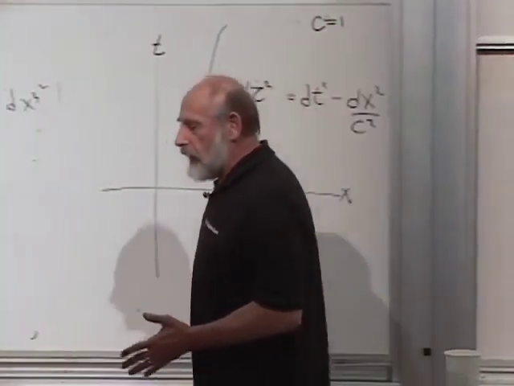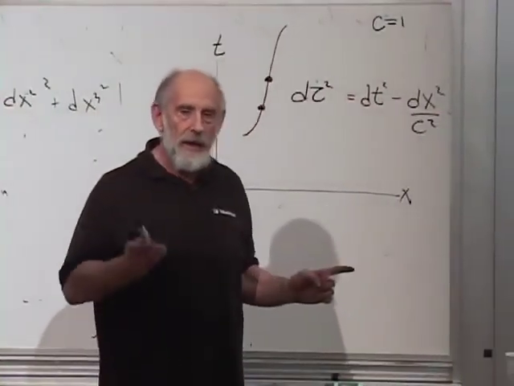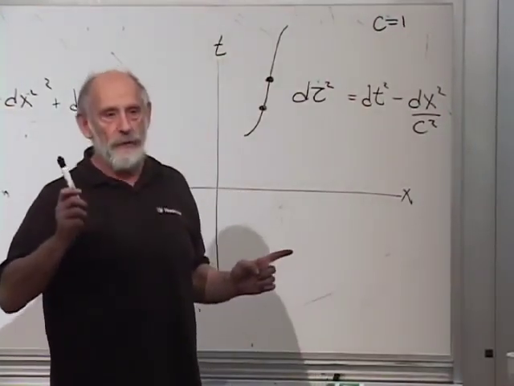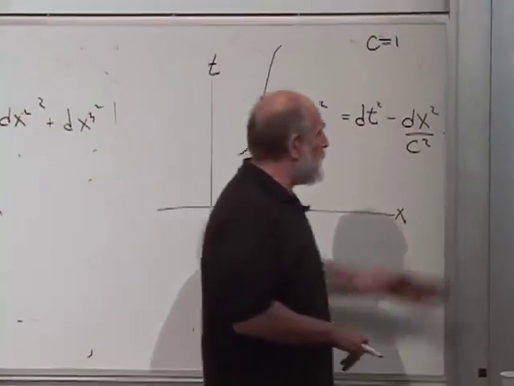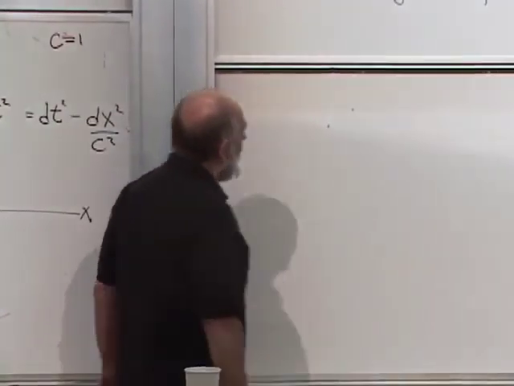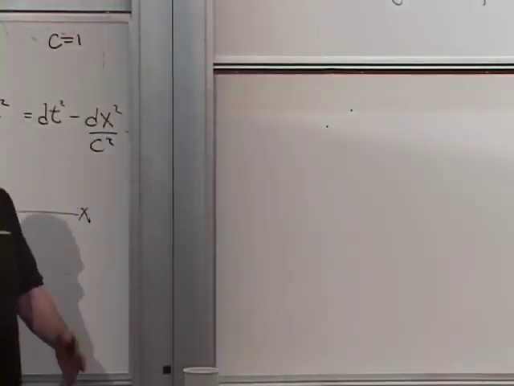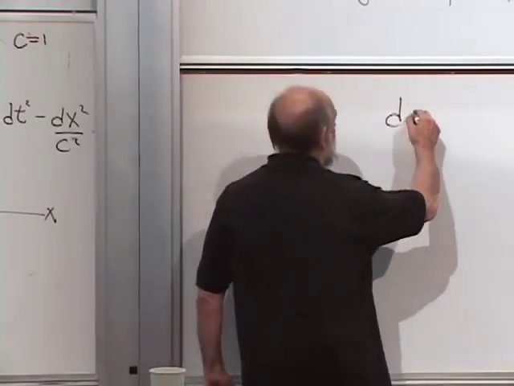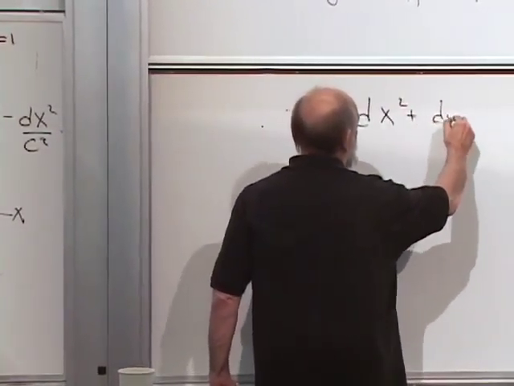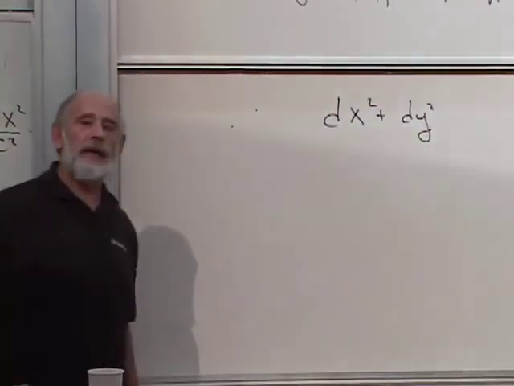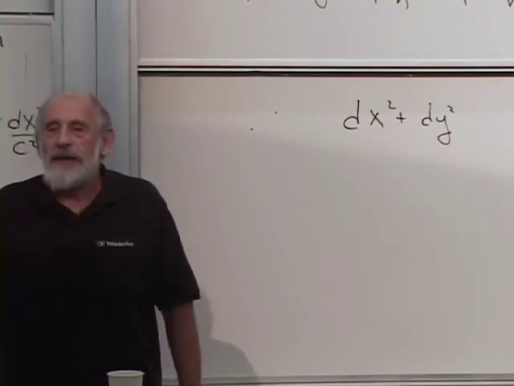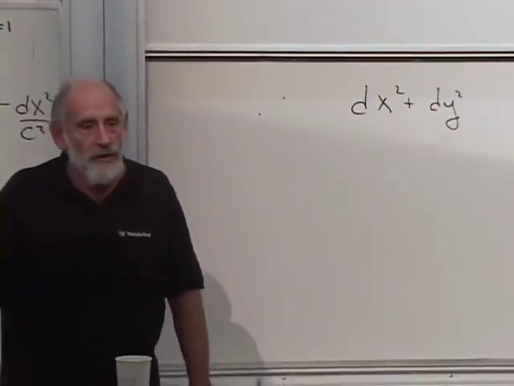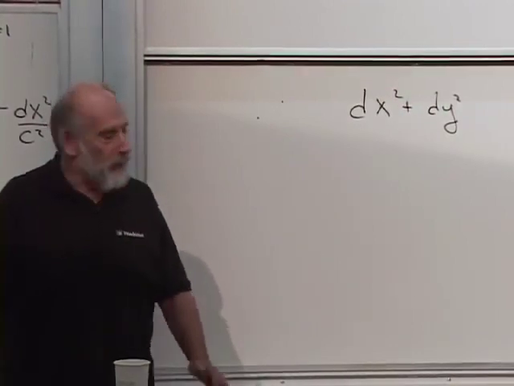Choosing c equals 1 is the natural analog of using the same units for x measurements as y measurements. Notice, incidentally, if I talked about the distance between 2 points, and I measured x in different units than y, would the distance be dx squared plus dy squared? Let's suppose I measure y in inches and x in, let's say, feet. And now I want the distance between those 2 points in feet. What would I have to put there?